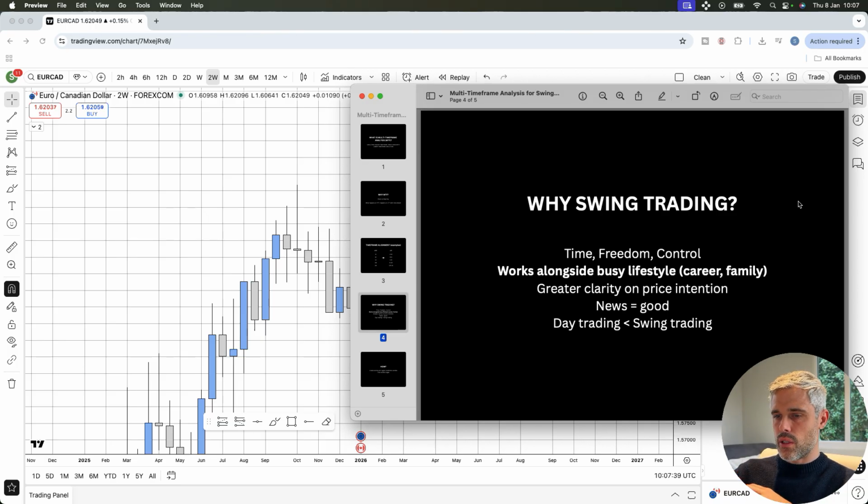What I tend to see as well is you get less noise. You do get a lot more choppy price action on the lower time frames because ultimately market makers are trying to manipulate people in and out of positions all of the time. So I tend to see that while this does happen on higher time frames, you just get a little more respect of structure, and so a bit more clarity as to what price is wanting to do.